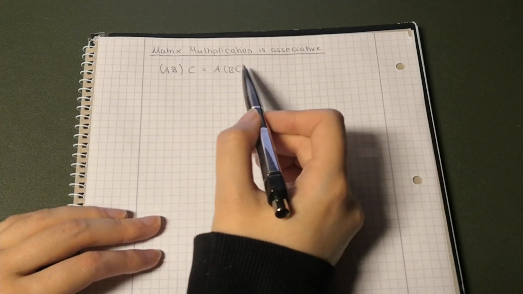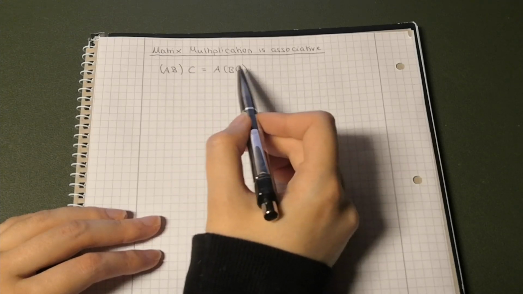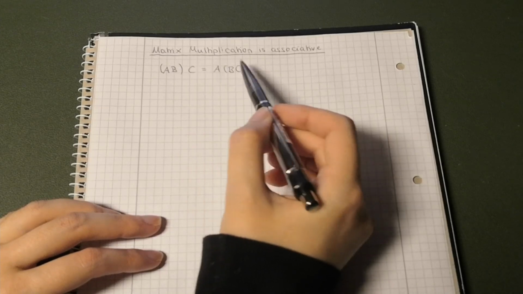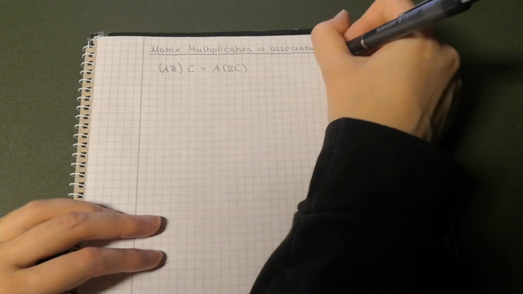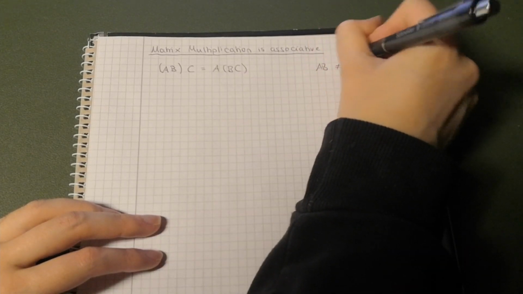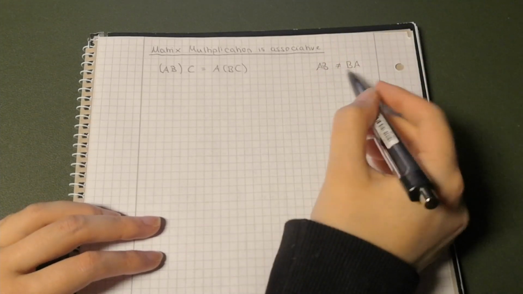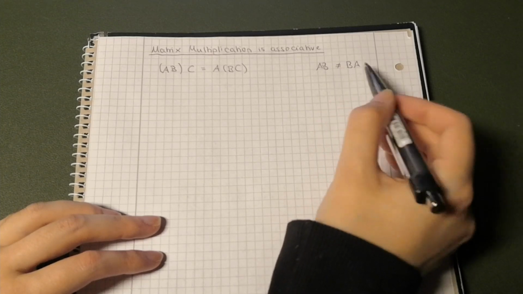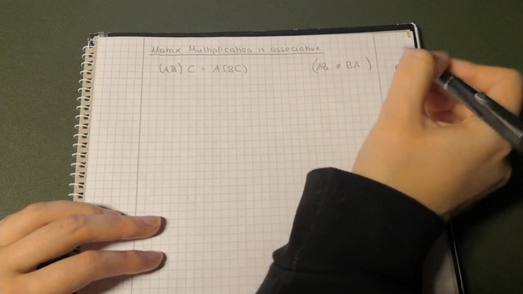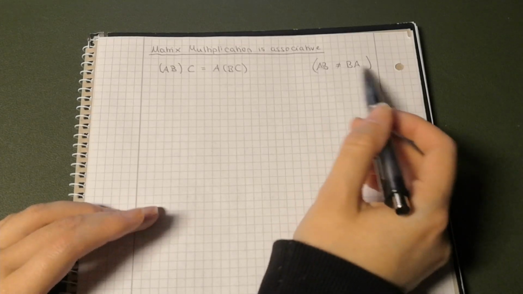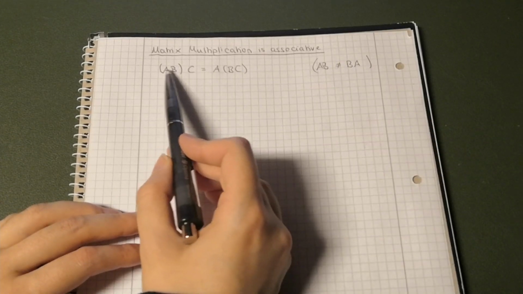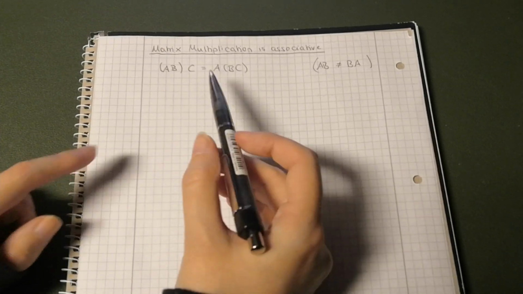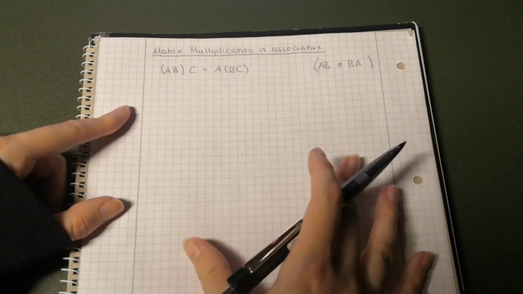So the order in which we do these doesn't matter, but the order of multiplication does, so we can't switch them. So AB is not generally the same as BA. So this doesn't hold for all. It could be true for some matrices, but for most of them this is not true. But if we first multiply the left or the right two, that is the same. And of course we can also prove that.